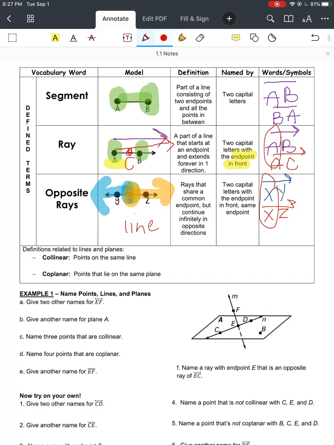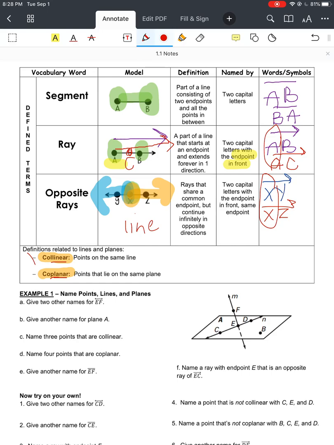Two more definitions that you're going to need to know. First one is collinear. You should think co, the prefix co means with, and linear has the root of line. So with line. Collinear means points on the same line. So 2 points, draw a line through it, they're collinear, they're on the same line. So coplanar here, again, co means with, now the root word is plane. So coplanar is points that lie on the same plane.